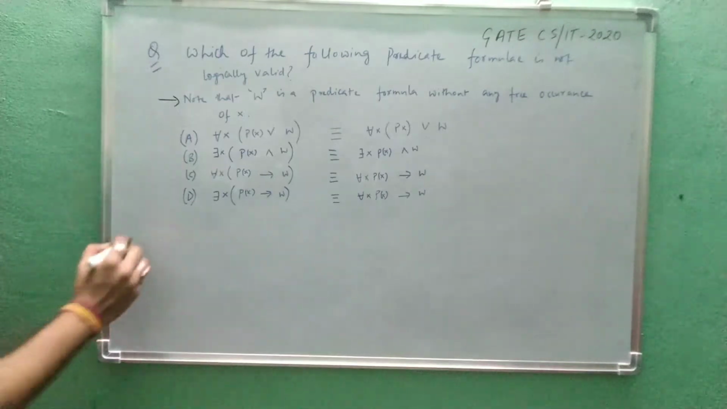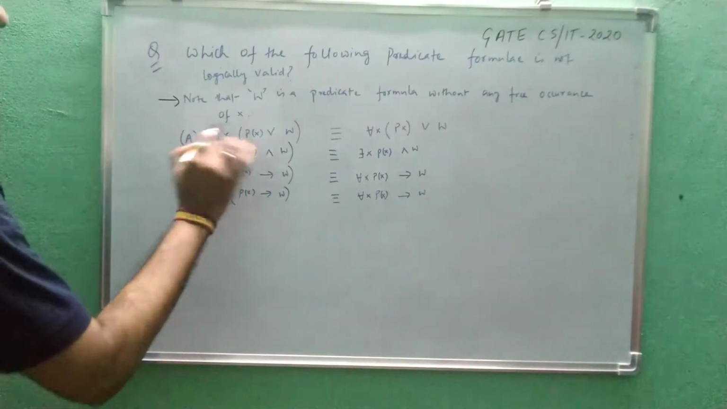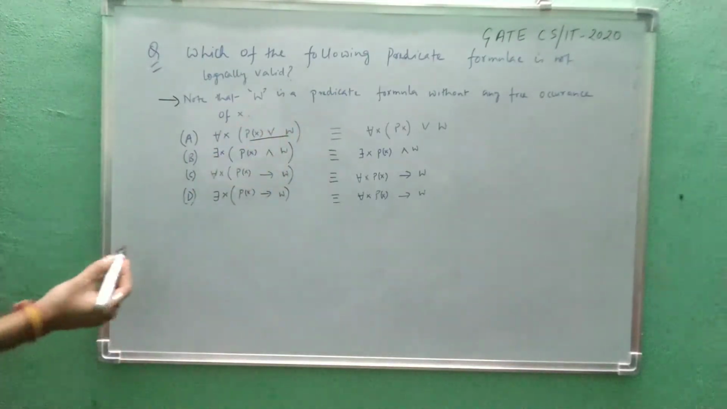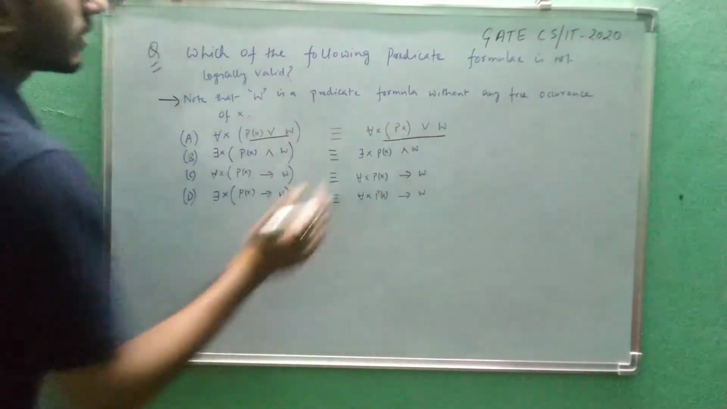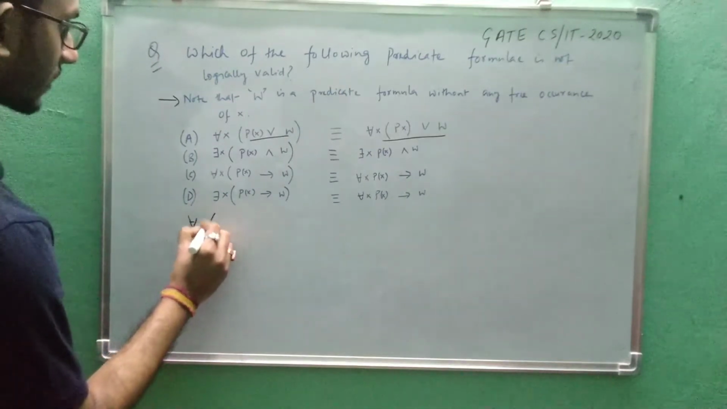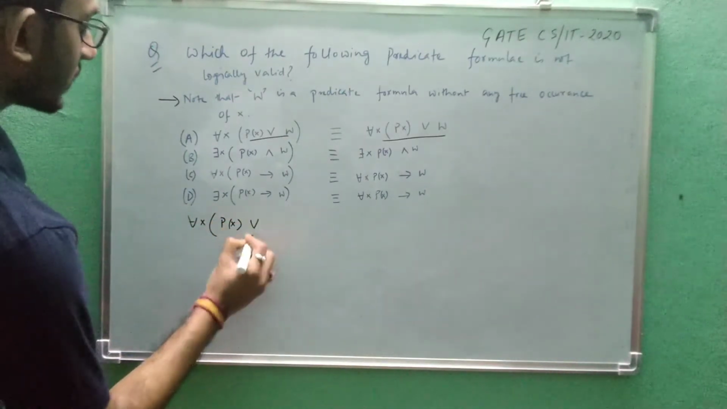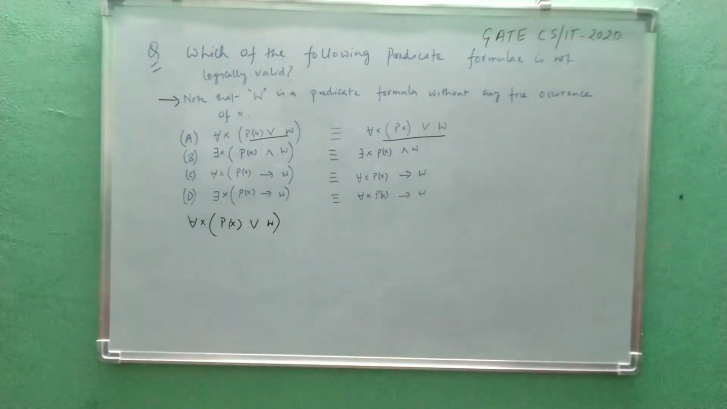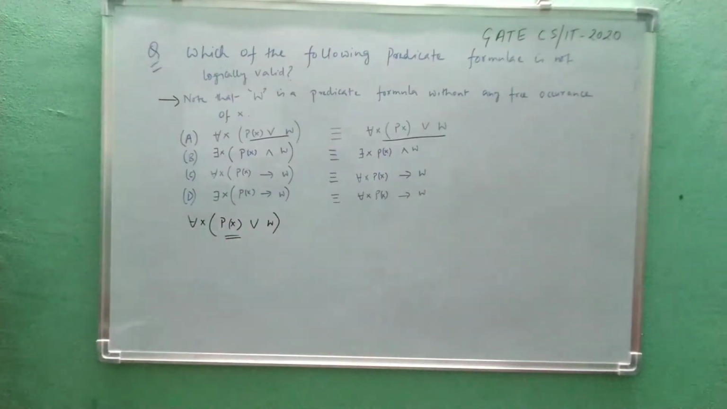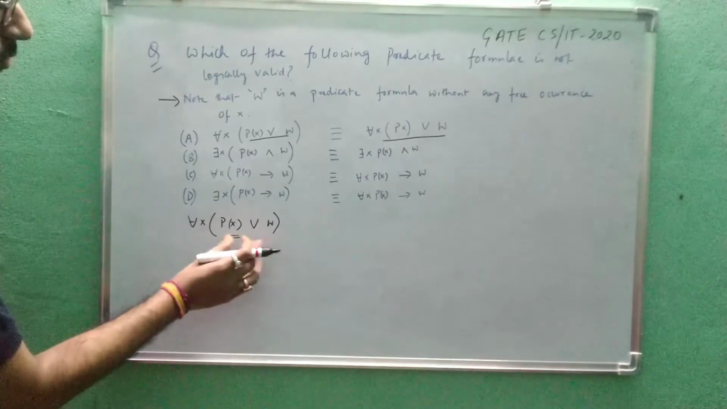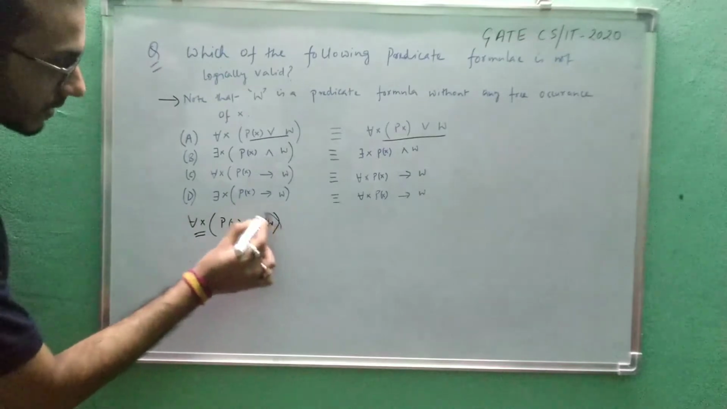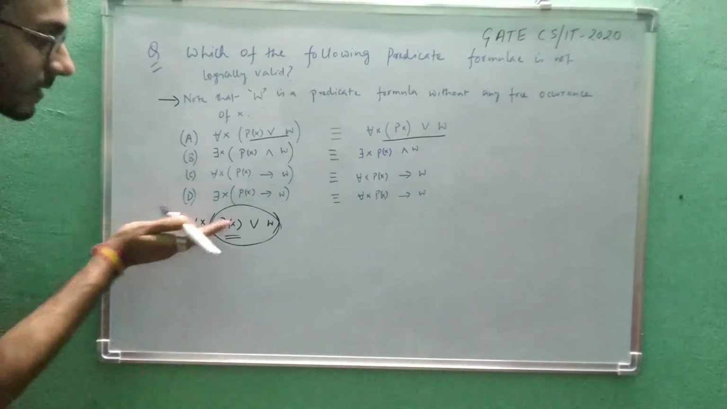Let's take option A first. What does option A say? For all x, in the bracket, P of x union W. I have to prove whether these two sides are equivalent or not, because there is an equivalence symbol. So we'll take the left hand side first: for all x, P of x union W is given. P of x is a function which is dependent on x. Now we are saying the union of these two, and for all x this thing is true.